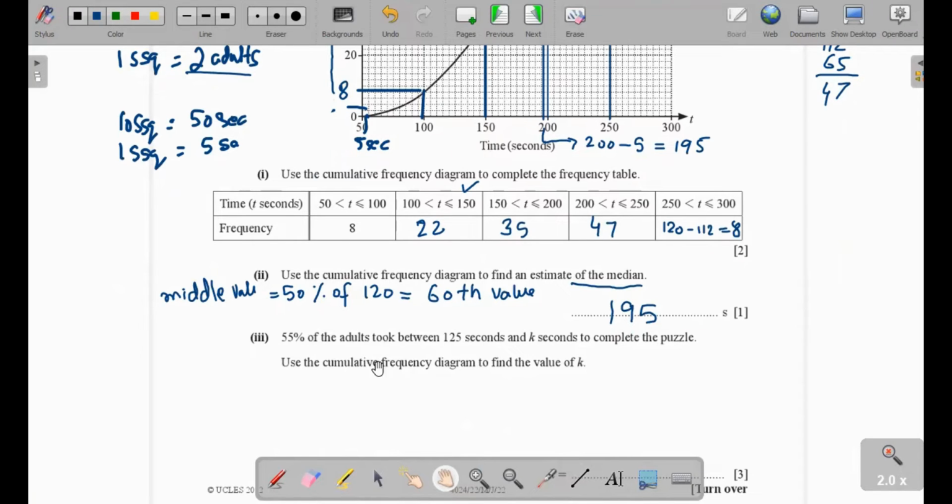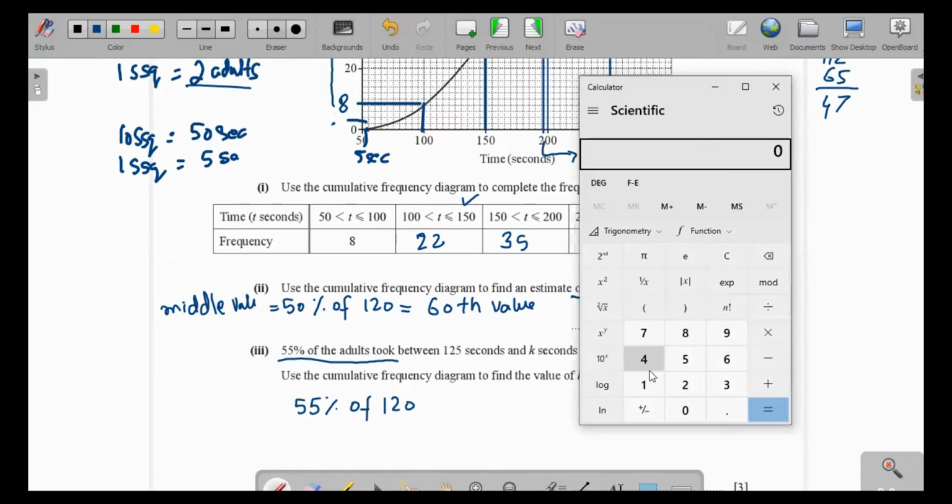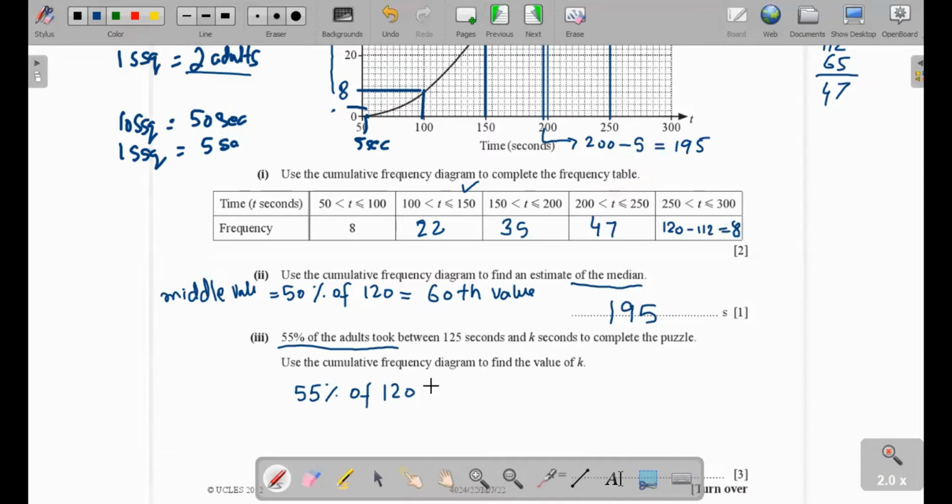Now part three. 55% of adults took between 125 seconds and k seconds to complete the puzzle. Use the cumulative frequency diagram to find the value of k. 55% of total adults. The total adults is given as 120. 55 divided by 100, multiplied by 120, we get 66. That value is 66.